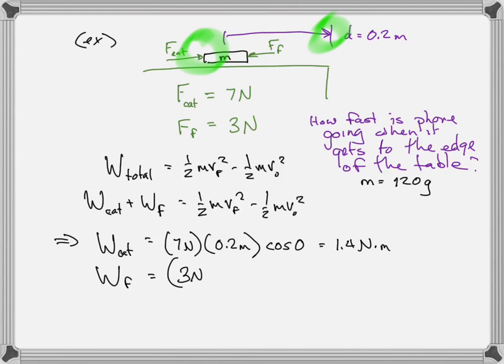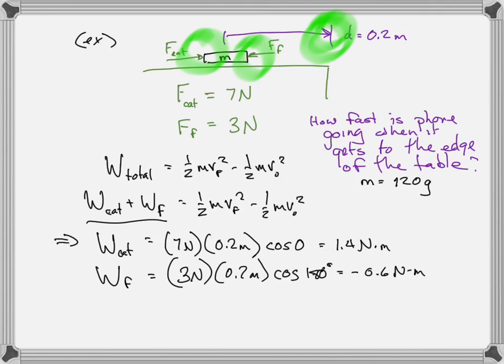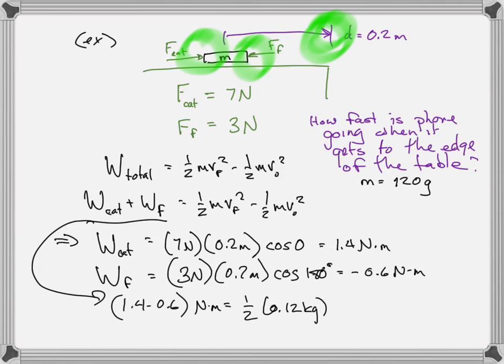And the work done by the frictional force is equal to 3 newtons times 0.2 meters, magnitude of the force, magnitude of the distance, times the cosine of the angle between the frictional force, look at that arrow, and the displacement, look at that arrow. They're in opposite directions, so it's 180 degrees, and so that is minus 0.6 newton meters. Total work done is equal to 1.4 minus 0.6 newton meters, or joules, and that equals 1/2 times the mass, 0.12 kilograms, and we can just factor that out, times V final squared minus V initial squared.